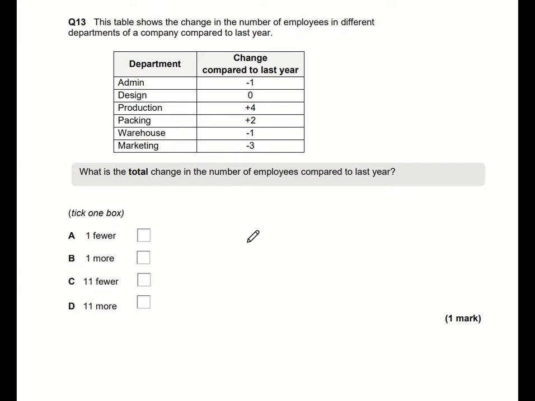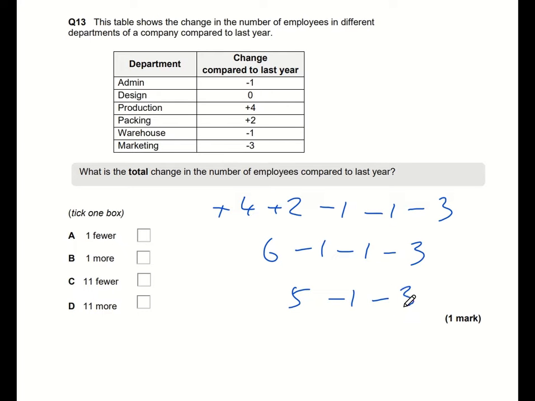Right, question number 13. We want to work out the total change. So what I'm going to do is put the positive numbers first. So plus 4 plus 2 minus 1 minus 1 minus 3. Well, 4 plus 2 is 6. So it's 6 minus 1 minus 1 minus 3. 6 minus 1 is 5. Minus 1 minus 3. 5 minus 1 is 4. Minus 3. 4 minus 3 is 1. And that is positive 1, not negative 1. So that means 1 more.